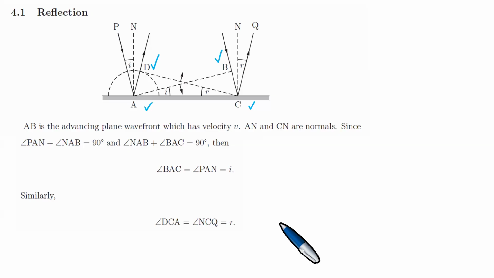We continue. Now we're saying AB, here's AB, is the advancing plane wavefront, which has velocity v. AN and CN are normals.